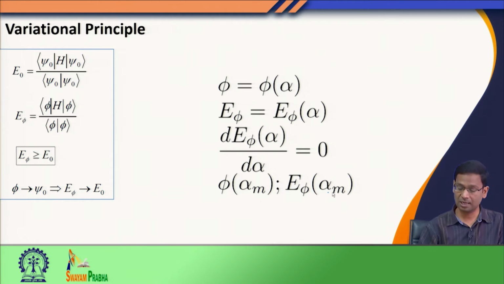Similarly, when you plug alpha m into the expression of energy E phi, that energy is actually the best case scenario for the ground state energy given the choice of phi we have made. So, on the basis of our choice of the trial function, we can get the best possible wave function and best possible energy value that would describe the quantum mechanical problem, which is not exactly solvable.